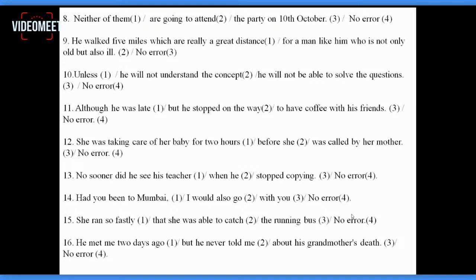11th, although he was late, but he stopped on the way to have coffee with his friends. So we are using connectors here, although and but, to make the sense of the sentence. Although he was late, इसका मतलब वो late था, but he stopped on the way. Do you think that although and but are making sense here? Is this group of conjunctions working fine for you?